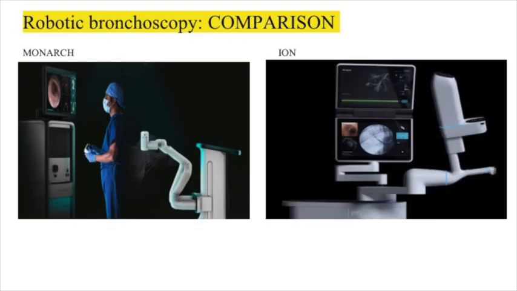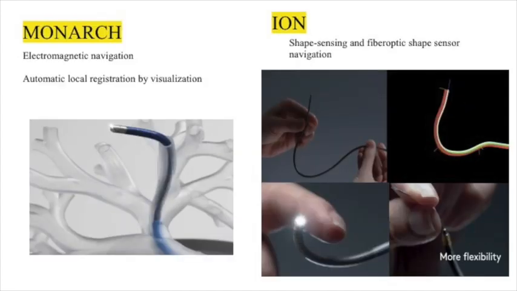I'd like to spend a minute to discuss the comparison between these two systems, the electromagnetic bronchoscopy system and the shape sensing robotic bronchoscopy system. There are fundamental differences in the technology that they use. The MONARCH system uses electromagnetic navigation, and the ION system uses shape sensing and fiber optic shape sensor navigation.